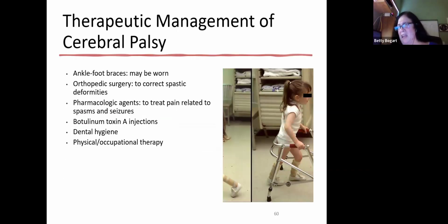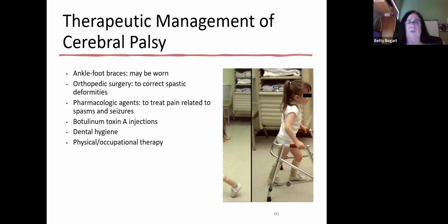Because of those irregular, stiff, spastic movements, many times they have ankle foot braces. Sometimes they get surgeries to release the tendons that are so spastic. Again, there are pharmacological agents, botulinum toxin, right? We're going to put in Botox, and that actually relieves that muscle tightness.